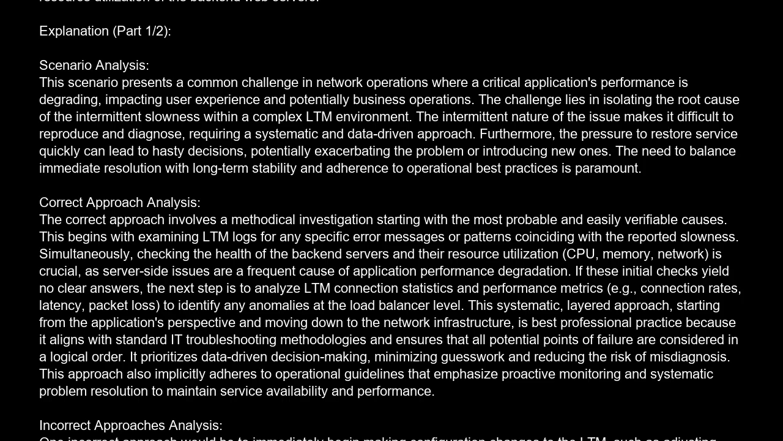Correct approach analysis. The correct approach involves a methodical investigation starting with the most probable and easily verifiable causes.